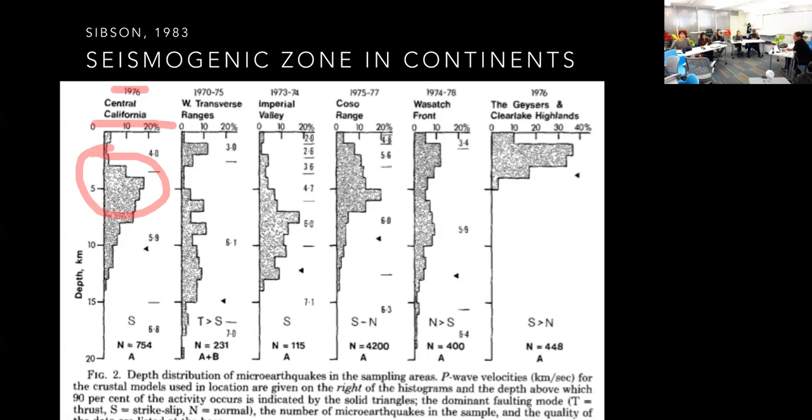So in Central California, he's got 754 earthquakes, and only a couple of percent of them are in the top 3 kilometers, and then you start to see an increase, and by the time you're at 5 kilometers, like 20% of your earthquakes are in that 1 kilometer between 4 and 5. And then there's a slow decay, and by the time you get down to 15 kilometers, no earthquakes left. So this is a really well-defined seismogenic zone, and it's basically telling you that your seismogenic zone goes from, say, 4 to 12 kilometers, and that is the brittle zone in the North American crust at that point in the San Andreas Fault.